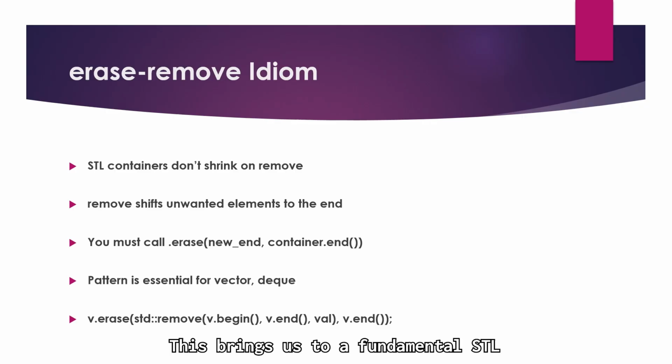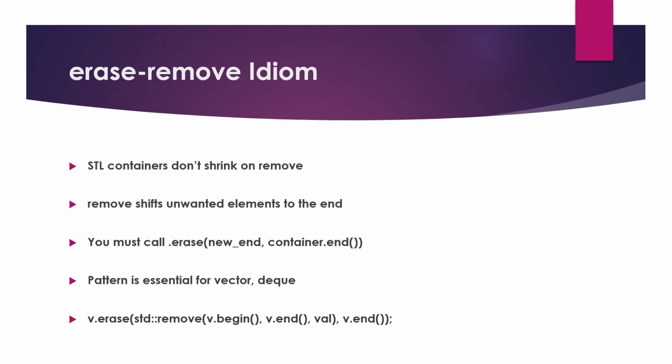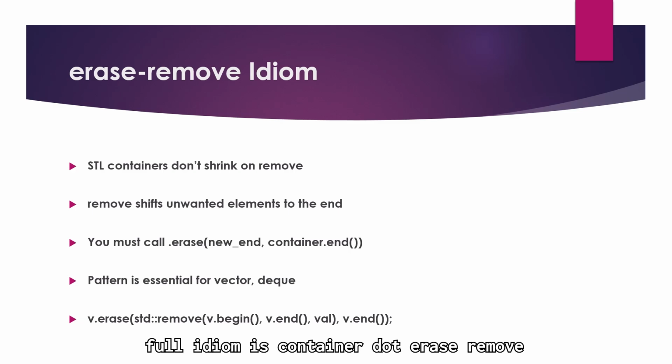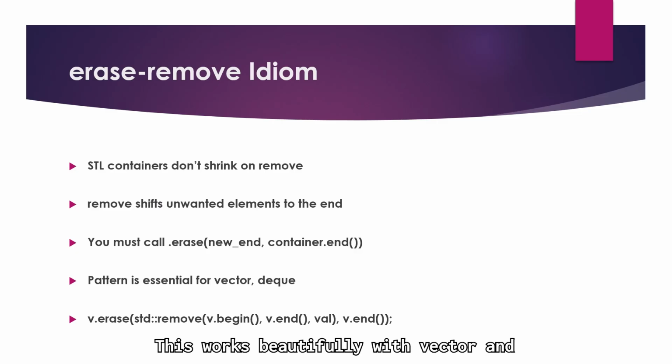This brings us to a fundamental STL pattern, the erase-remove idiom. It's vital to remember that remove and remove_if only shift values. They don't actually reduce the container's size. The leftover elements at the end remain unless explicitly removed. So the full idiom is container.erase(remove(container.begin(), container.end(), value), container.end()). This works beautifully with vector and deque, where random access and erase operations are cheap. You will find this pattern in most high quality C++ code bases. It's a sign of STL fluency.